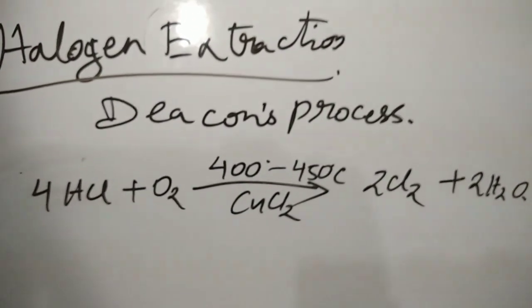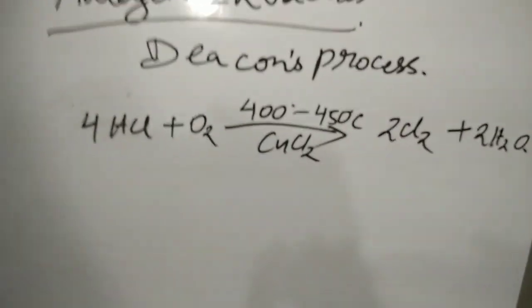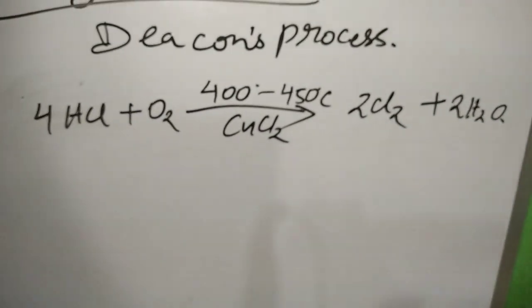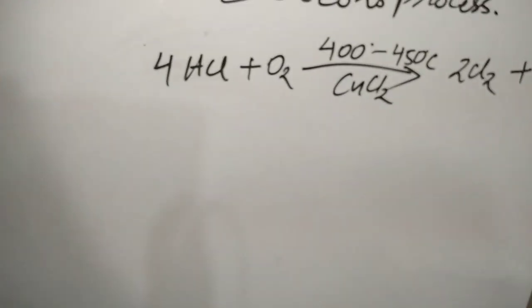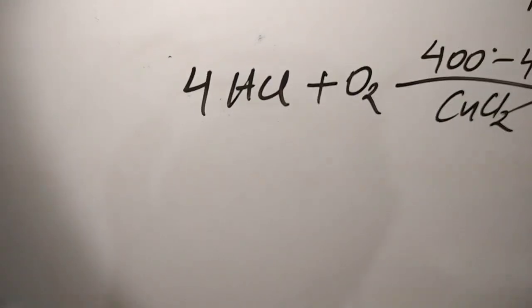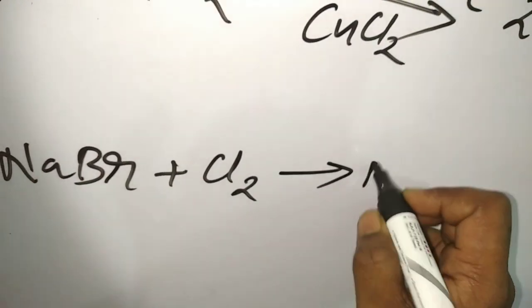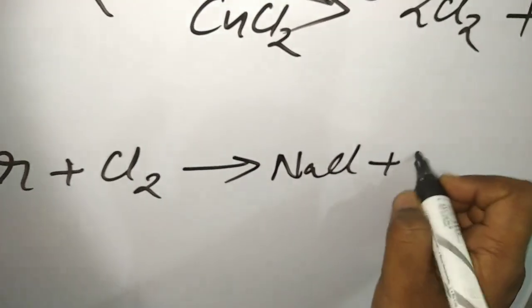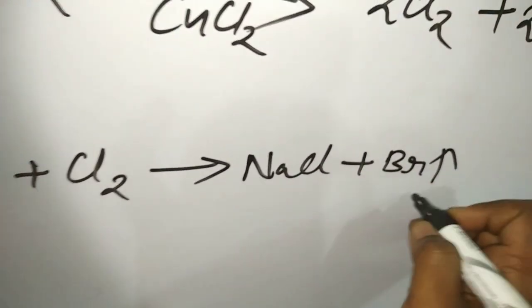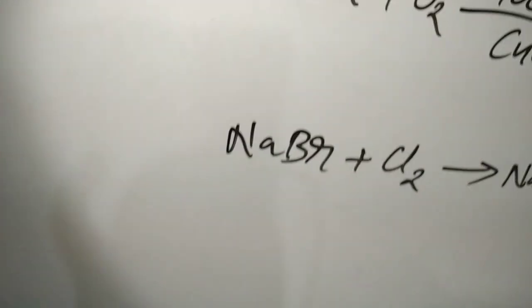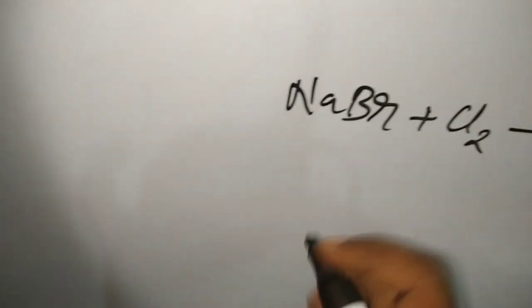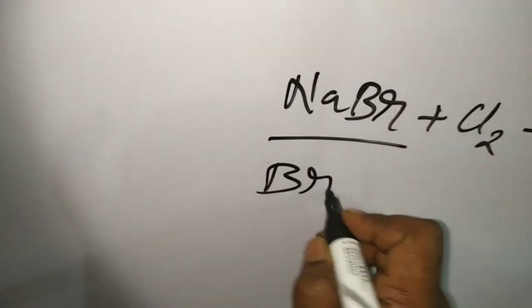Okay students, understand? Let me show you how bromine is extracted. Same reaction I will show you. NaBr plus Cl2, it will form NaCl, and Br2 is released as gas. But here is a funda. This NaBr should be in the brine solution.